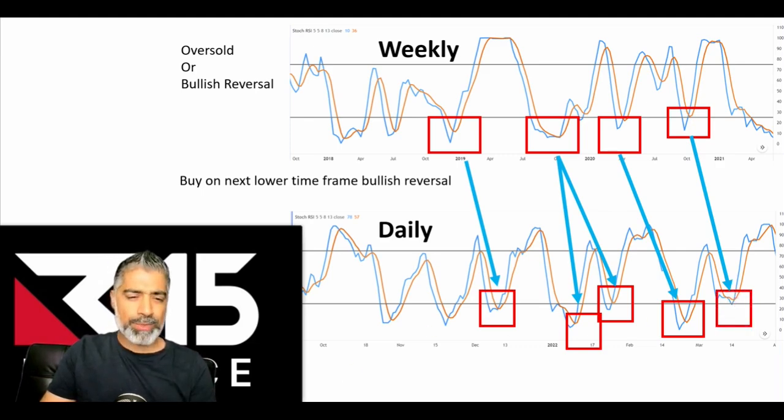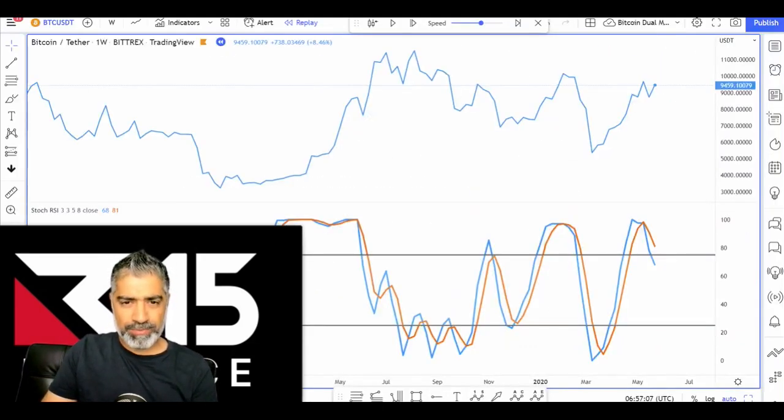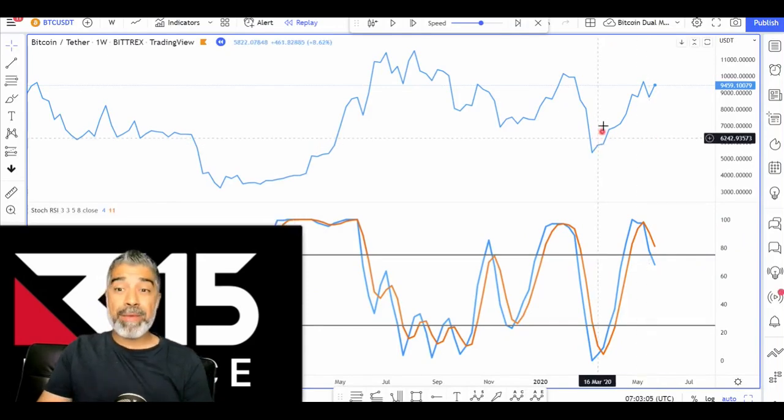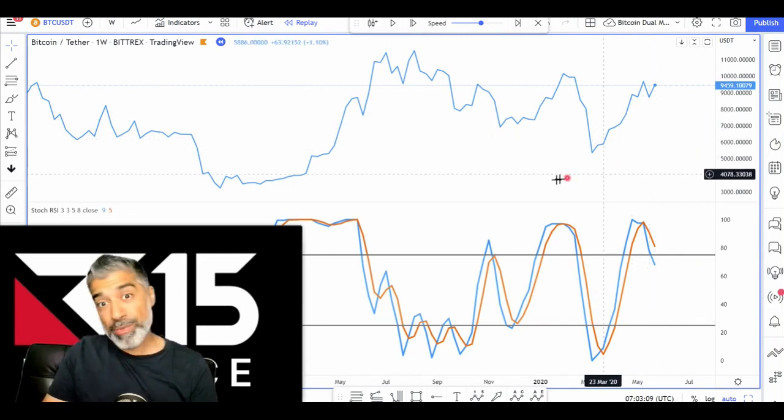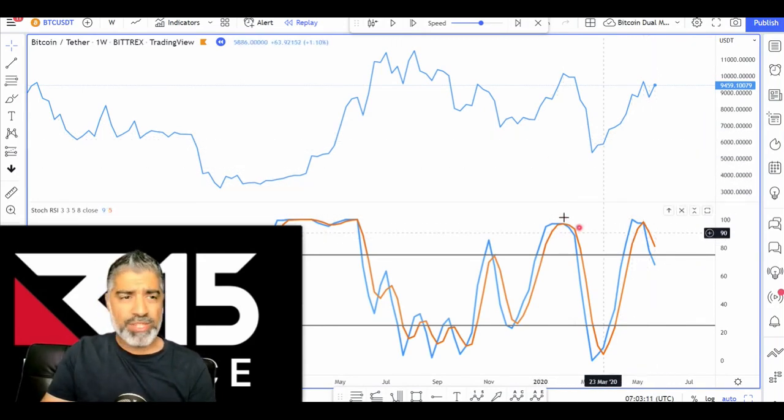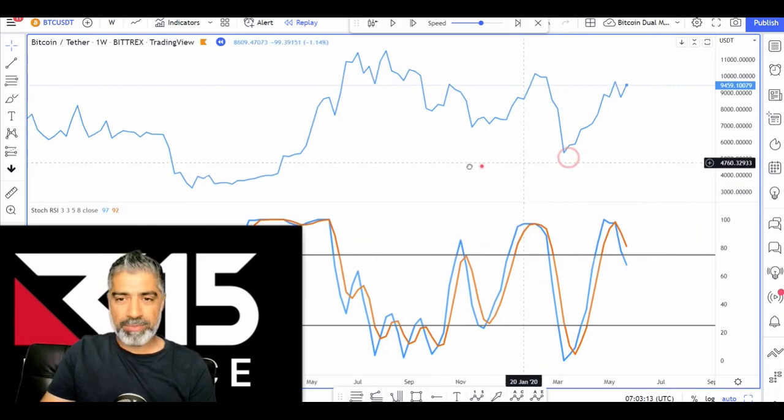Now we're going to go into a live chart. This is Bitcoin. I've taken the data back to May 2020, just because we're going to ride through some data. So we're on a weekly chart at the moment. I'm just going to drag it over here.